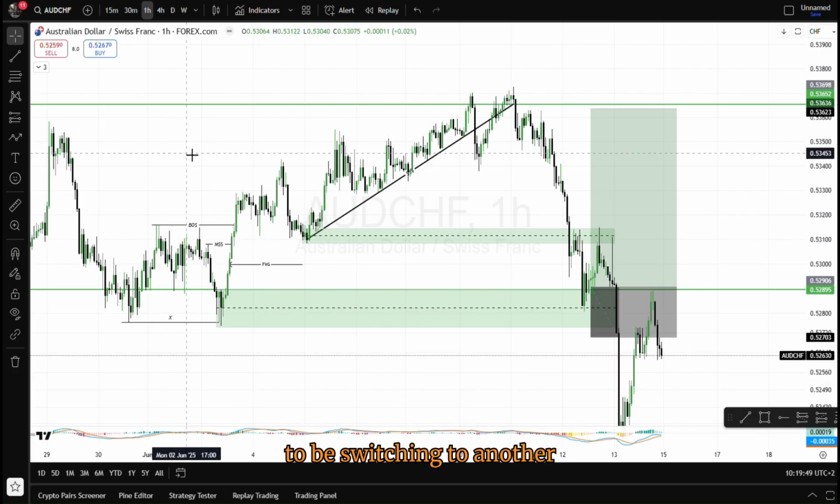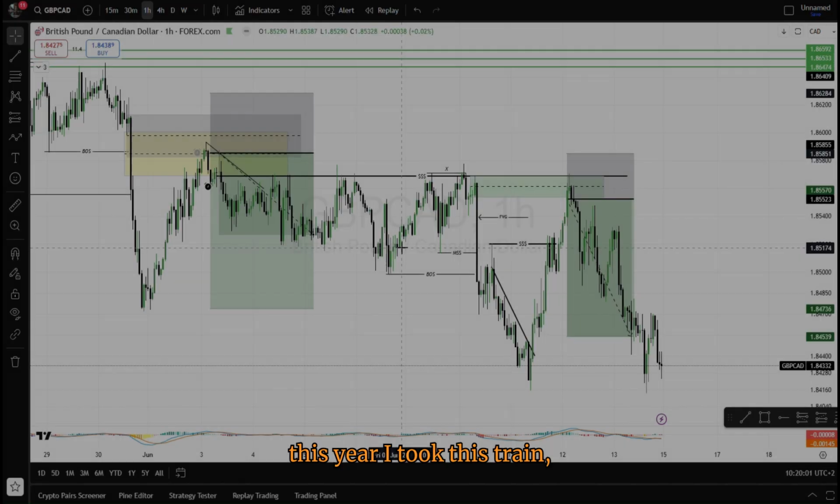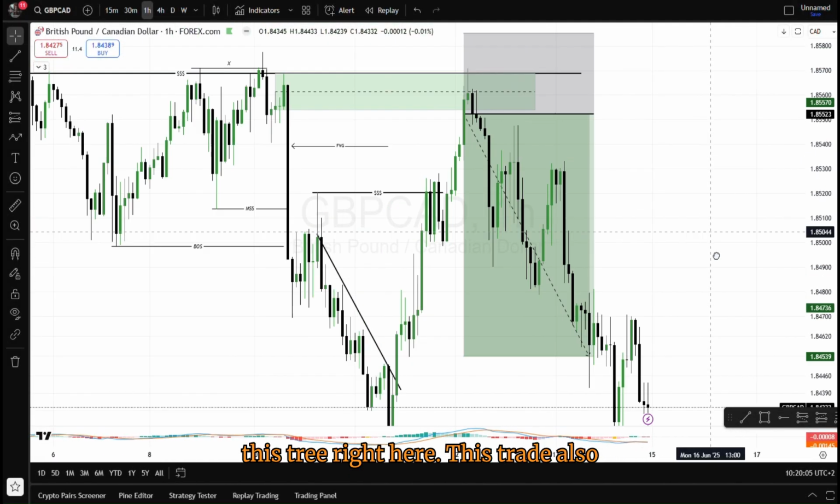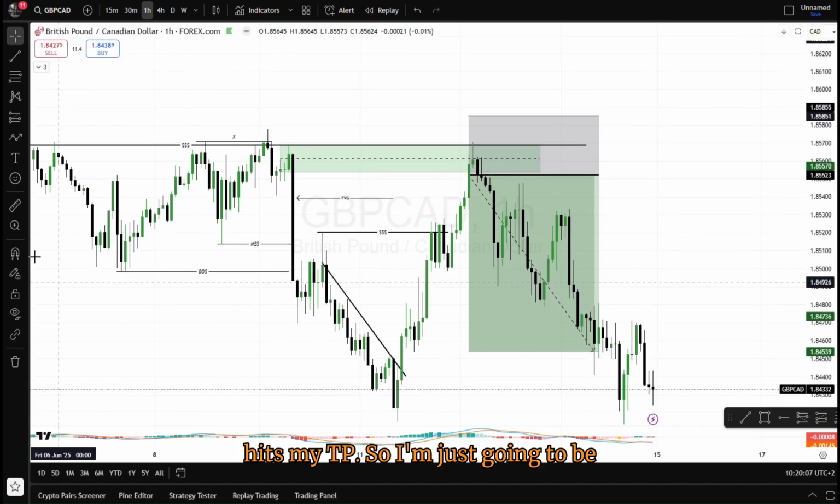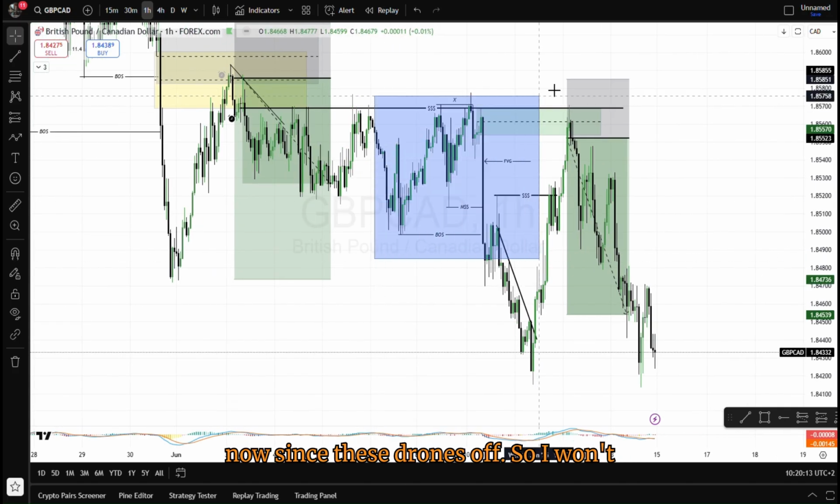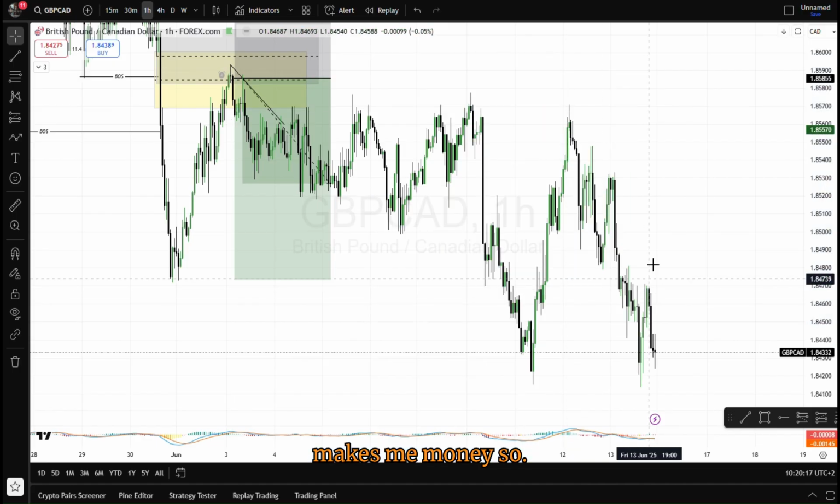So I'm just going to be switching to another trade that I took. I think I took this trade right here. This trade also hits my TP. So I'm just going to be taking most of the charts, most of these drawings off. I won't call it nonsense, because this is what makes me money.